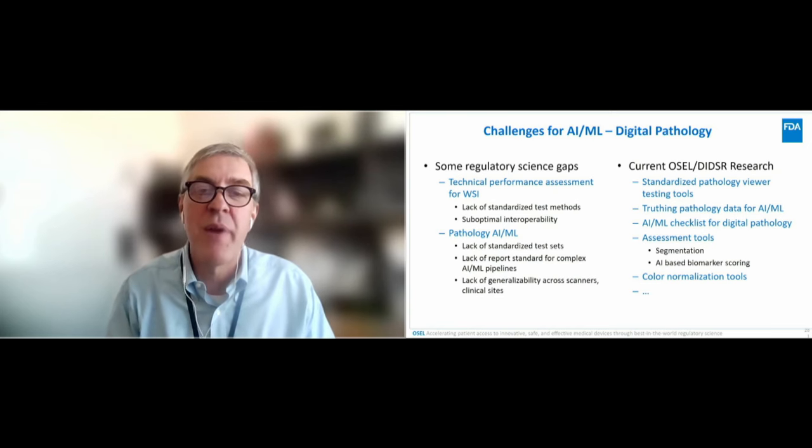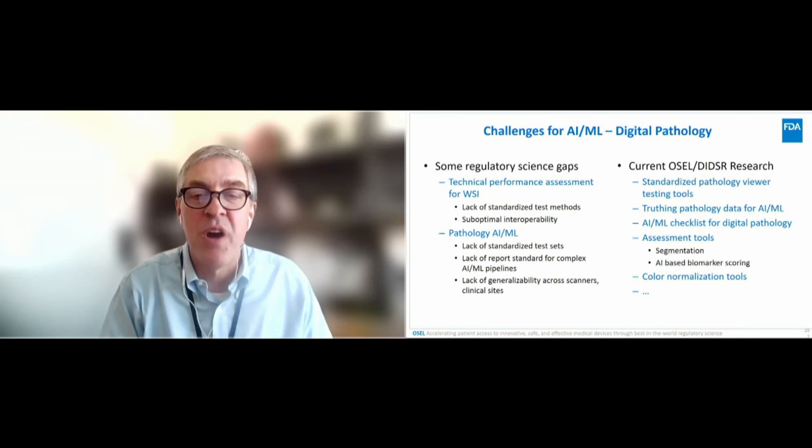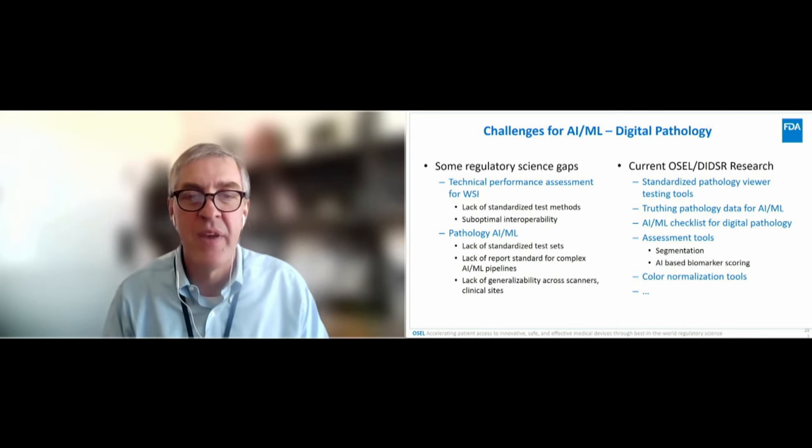And then clearly we have work around assessment tools and trying to develop methods for things like segmentation and AI-based biomarker scoring. We're also looking at other factors like in the post-processing space around things like color normalization tools. How can we quantify the performance of these tools? How can we look at their impact on AIML performance? Next slide, please.